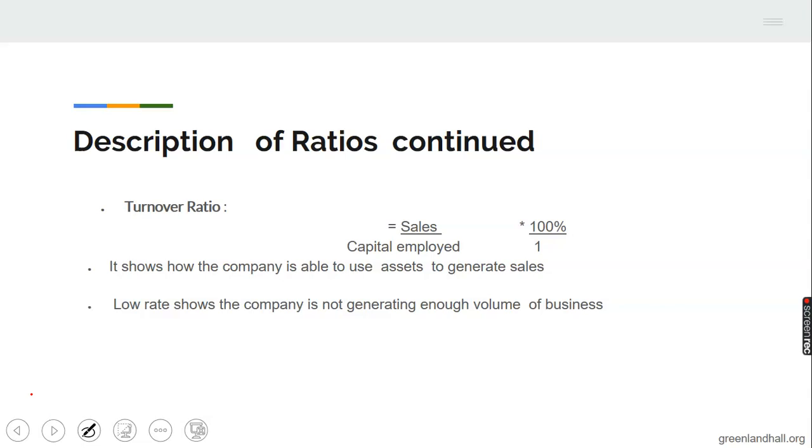A low rate shows the company may not be generating enough volume of business activities, while a high rate implies that the company is actually making a lot of sales, and as such, with more sales we bring in more profit, so we should give more returns on the capital that is employed.